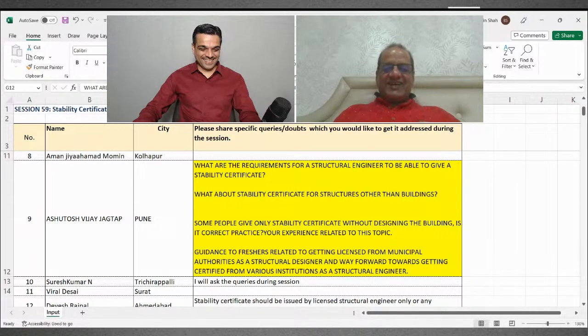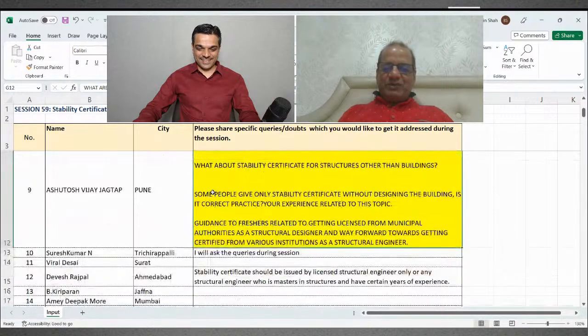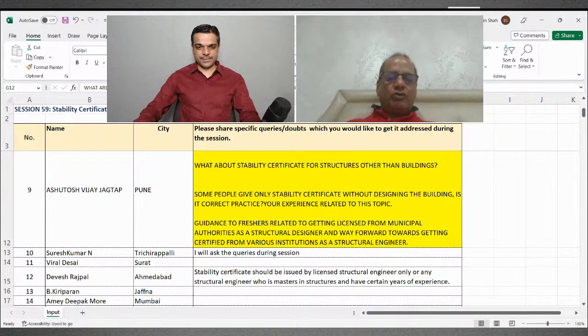It is your choice. It is the client's choice from where they want a stability certificate and whether that is acceptable or not. Your experience related to this topic? No, I haven't seen people issuing structural stability. It's not simple. It is criminal, and they also know that if something goes wrong, they will be severely punished.